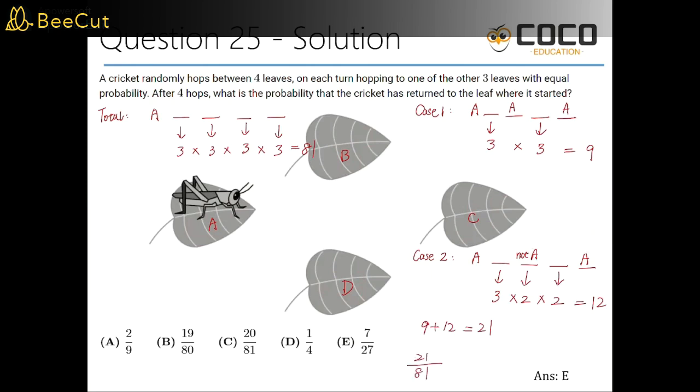21 over the total number of outcomes, 81. The probability is 7 over 27. So the answer is E.